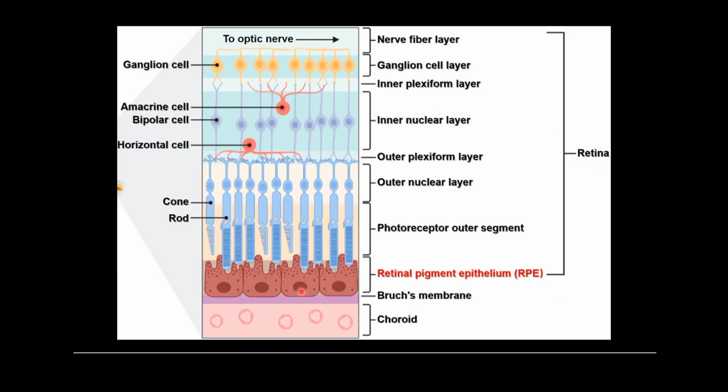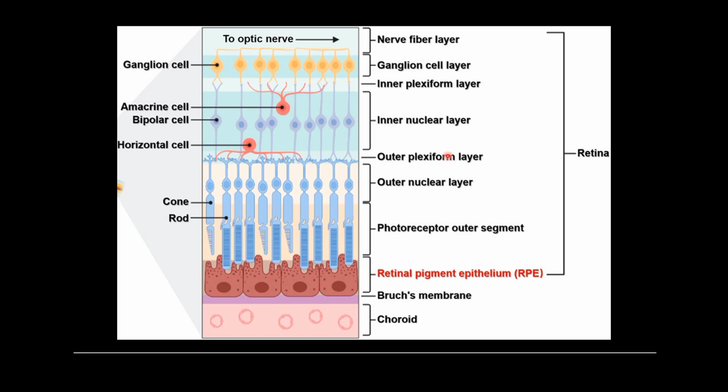First, I would like to just show you the layers of the retina because these are quite important. So the choroid, then there's Bruch's membrane, then there's the retinal pigment epithelium, photoreceptor outer segment, outer nuclear layer, outer plexiform layer, inner plexiform layer, ganglion cell layer, nerve fiber layer. So please go through it. These are very important to understand because retinal detachment is all about the detachment of the layers of the retina. So that is why you need to know about these layers.